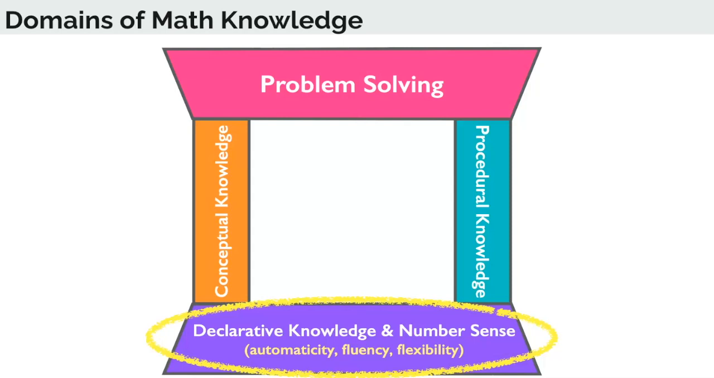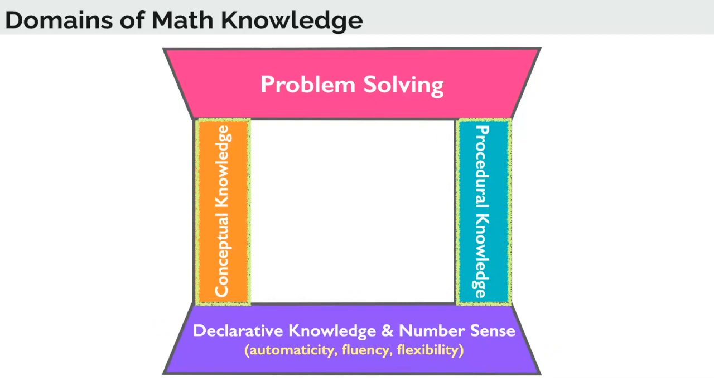At the base, you will see declarative knowledge and number sense. This includes memorized knowledge like basic math facts, vocabulary, and any other background knowledge students have that they can automatically recall. It also includes the fluent identification of numbers, shapes, and symbols, as well as flexibility in thinking about numbers, which we call number sense. I have these at the foundation of my visual because when students have automaticity, fluency, and flexibility with numbers, they have a strong foundation on which to build their mathematical thinking.